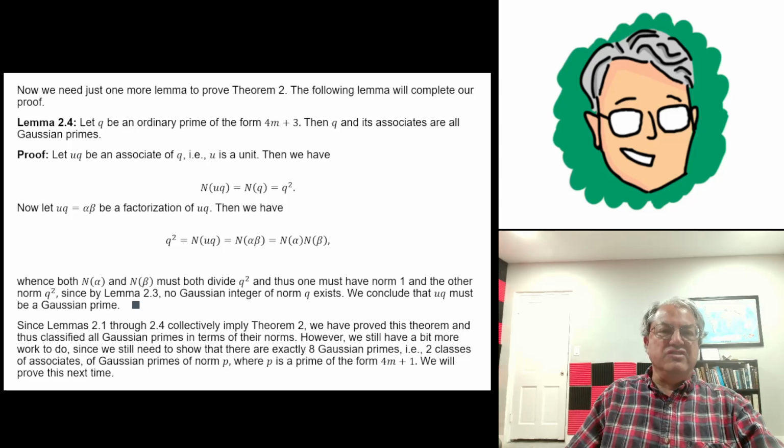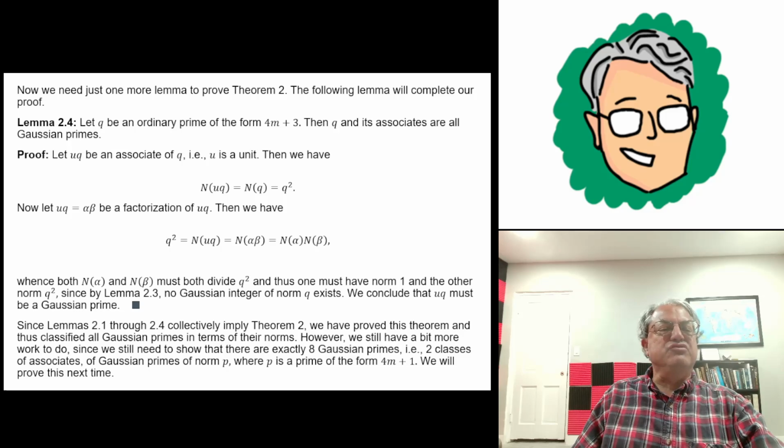Those are all also Gaussian primes. And not only are they Gaussian primes, but all their associates are. We know that the associate of any Gaussian prime is also a Gaussian prime. So that's not saying a whole lot. That just means, for instance, 3i, minus 3 and minus 3i are also Gaussian primes because they're all associates of 3. So up to associates, there's only one Gaussian prime of every norm Q, where Q is a prime of the form 4m plus 3. So that will complete all of our classifications of what types of Gaussian primes we can have. And how do we prove this?